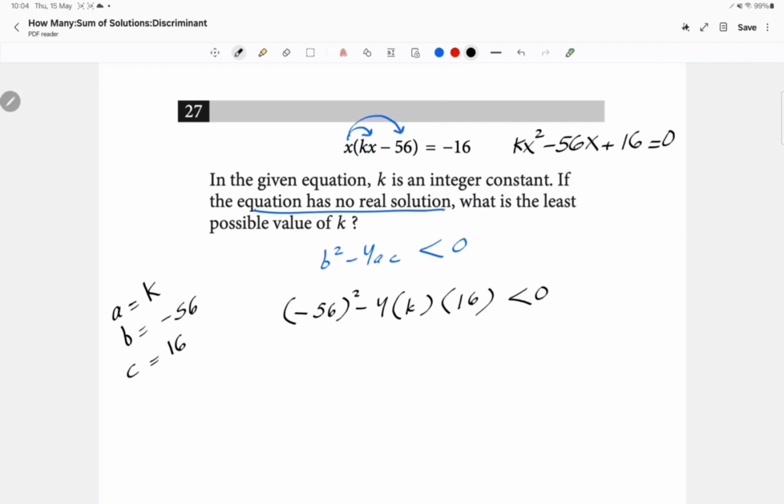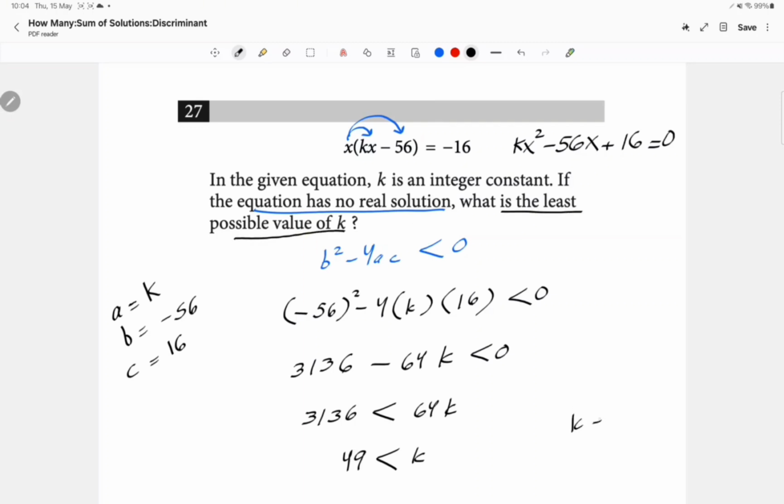So 56 squared is 3136 minus 64k. It has to be less than 0. So 3136 is less than 64k. So k has to be bigger than 3136 divided by 64, which is 49. And so the least possible value of k is going to be the smallest number that's bigger than 49, which is 50. That's the answer.